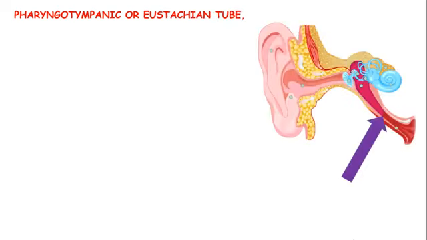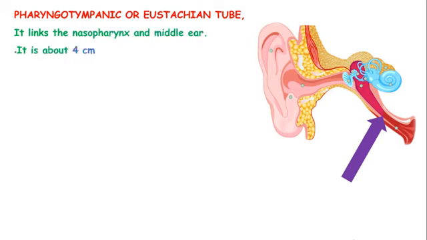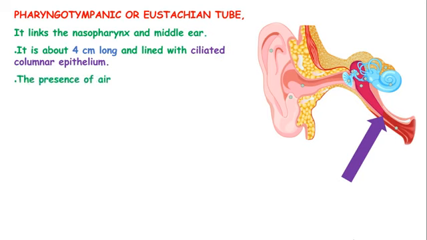Pharyngotympanic or eustachian tube. This is a tube which links the nasopharynx and the middle ear. It is about 4 cm long in an adult and lined with ciliated columnar epithelium.